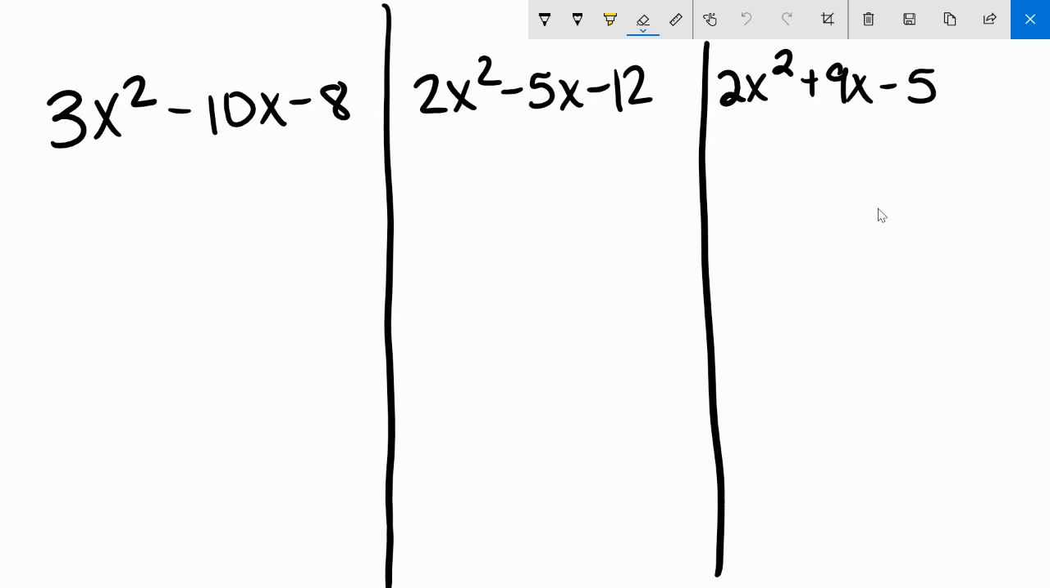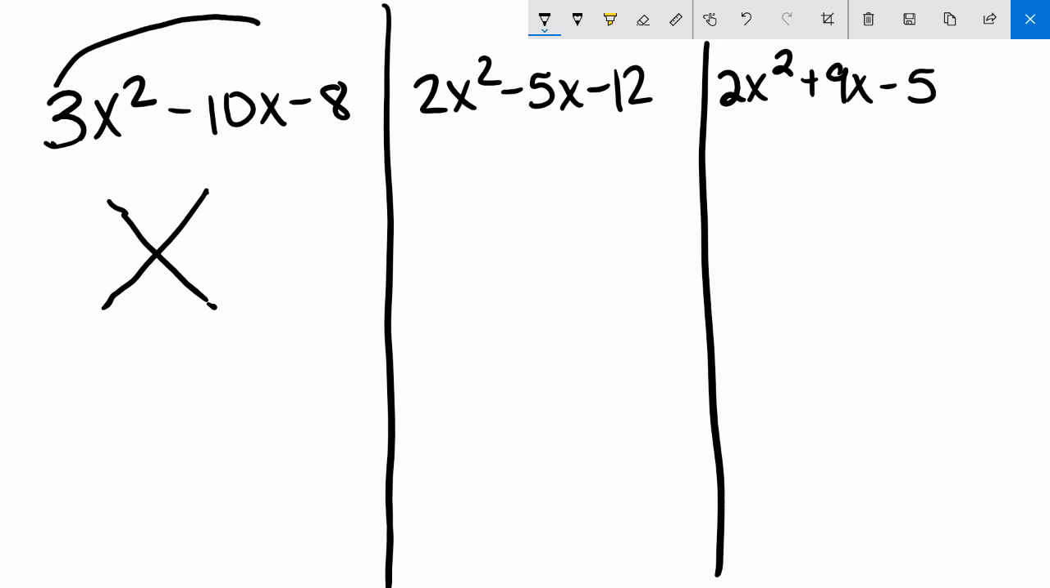Now, to do this factoring, we have 3 examples of the X method. The X method just means I'm going to use this X to help me organize my thoughts to start the factoring process. I think you have some of this down. We'll just go through it.